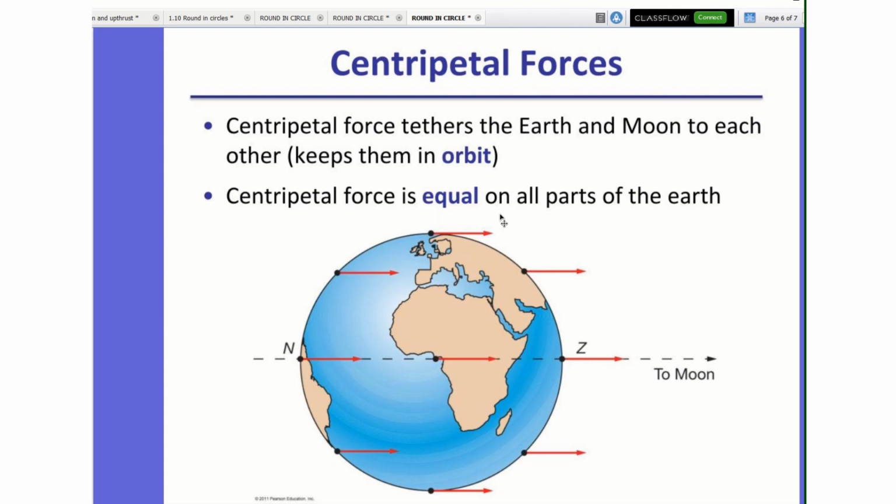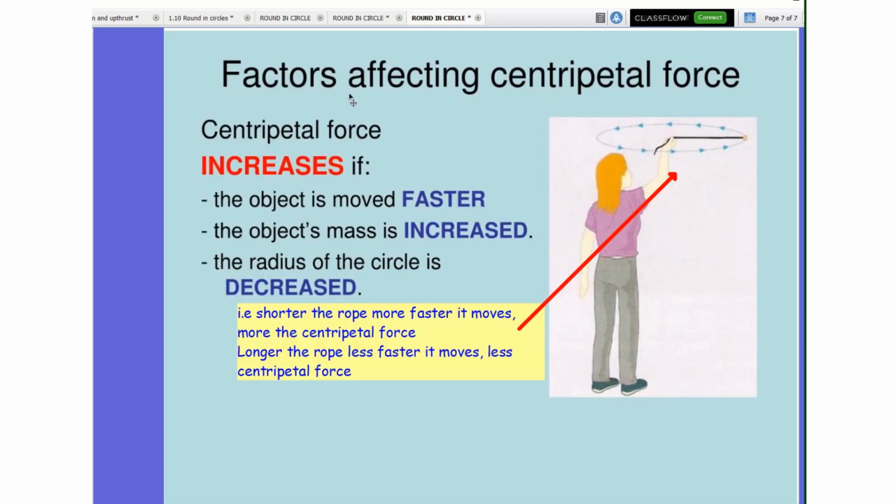Centripetal force is equal on all parts of the earth. Look at the arrow marks. So the earth moves because of its centripetal force. There will be always some factors affecting forces. So we are going to see about the factors affecting the centripetal force.